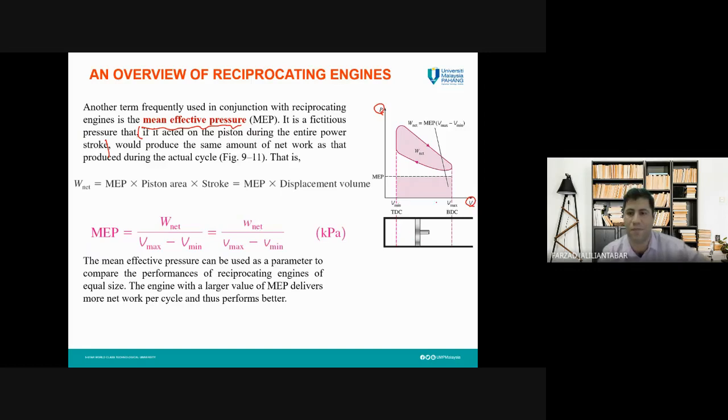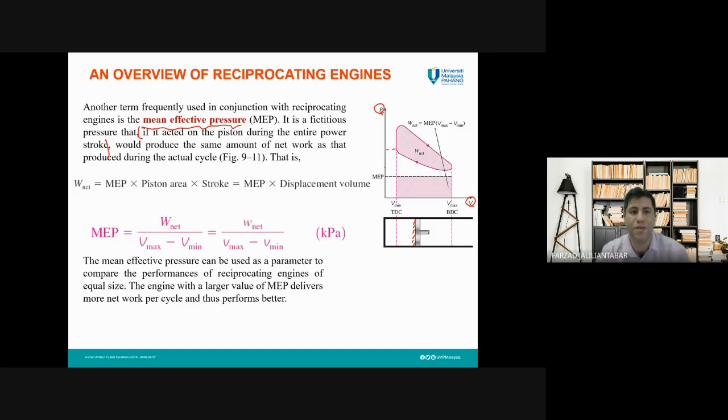You can see Vmax, this is bottom dead center. It goes down, and this cycle is formed like this. You can see the pressure at each point of this cycle is different. Pressure at this point, pressure at this point, pressure at this point. This is the pressure acting on the surface of this piston.